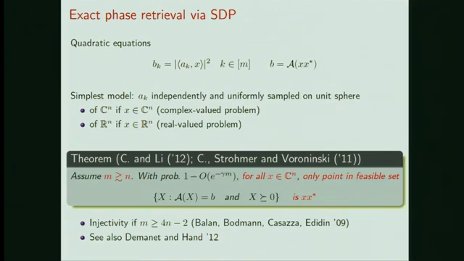And so what this shows is that if you're a little bit above 4n minus 2 measurements, then you're in this extraordinary regime where actually the solution is the only point in the feasible set, in the semi-definite, in what you call a spectrahedron. Okay, so this is the only point.